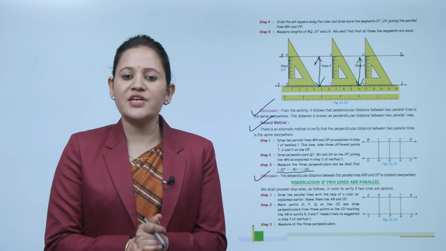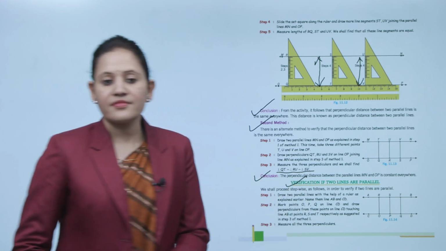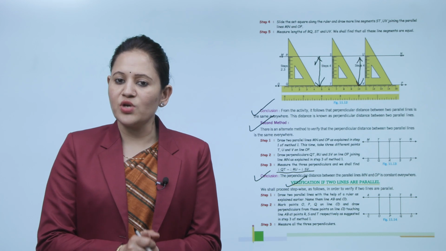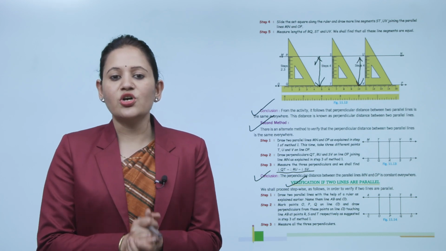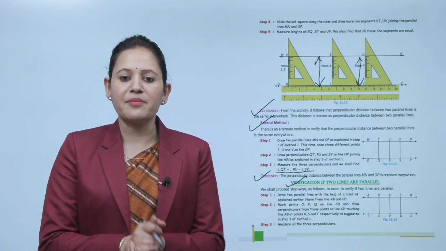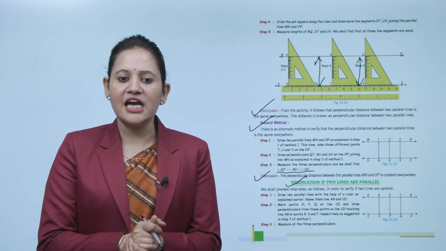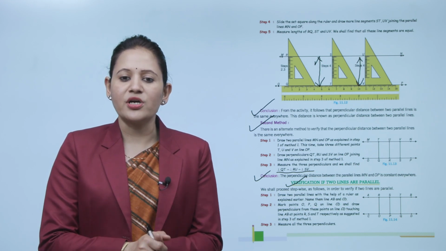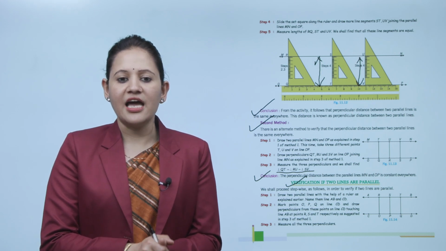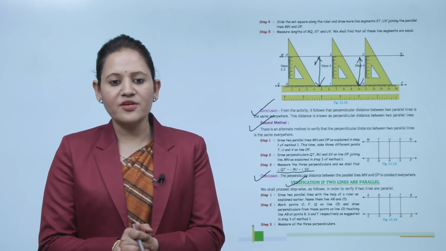Clear? Next is verification that two lines are parallel. We shall proceed stepwise. We follow these steps in order to verify that two lines are parallel. Step 1: Draw two lines with the help of a ruler as explained earlier. Name them AB and CD. Mark the points O, P, Q on the line CD and draw perpendiculars from these points on line CD touching line AB at points R, S and T respectively, as suggested in step 3 of method 1.